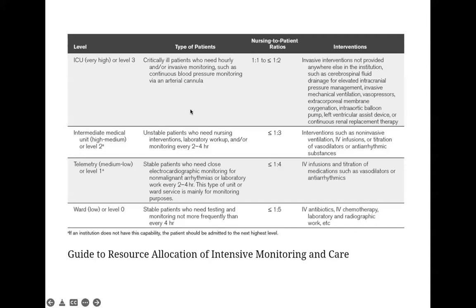But I wanted to show at least the nursing to patient ratio from the ward, which is level 0, all the way to ICU. You can see in level 0, we can have 1 to 5, but in ICU, we can have 1 to 1 or 1 to 2, depending on the type of ICU and what patients you are managing. I will leave from there.